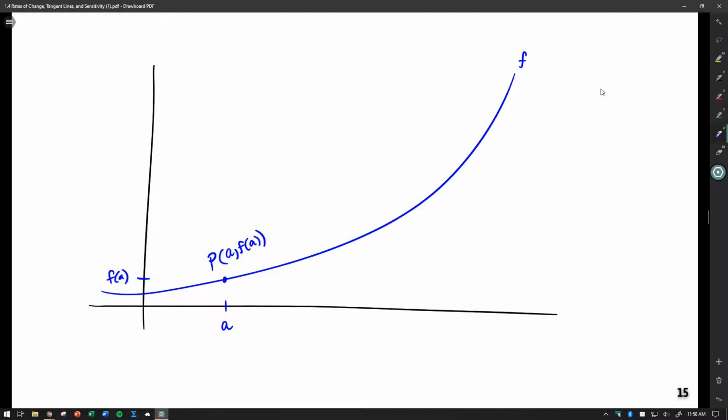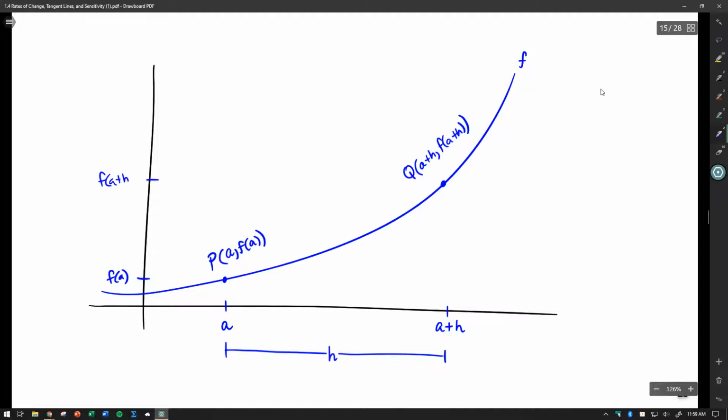And then we're going to pick a point Q somewhere down the line on the function. And this point Q is going to be defined as h spaces away from our original point A. So this would be an x value of a plus h. So point Q is going to be a plus h comma f of a plus h. And so Q's y value then over here is f of a plus h.